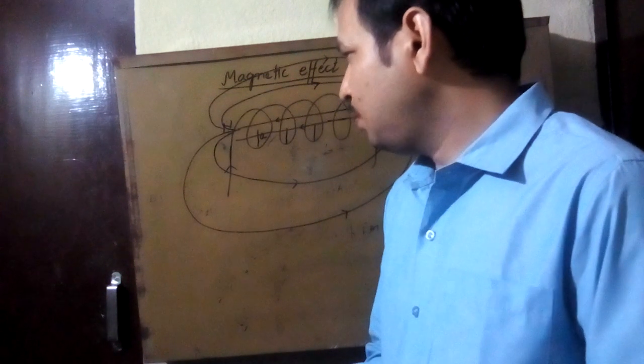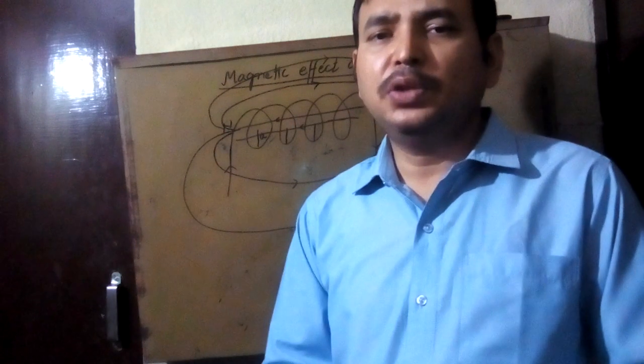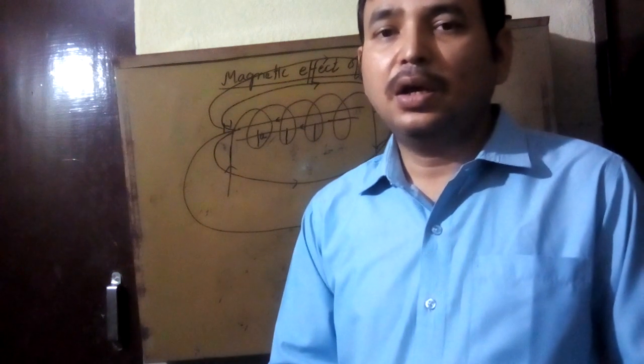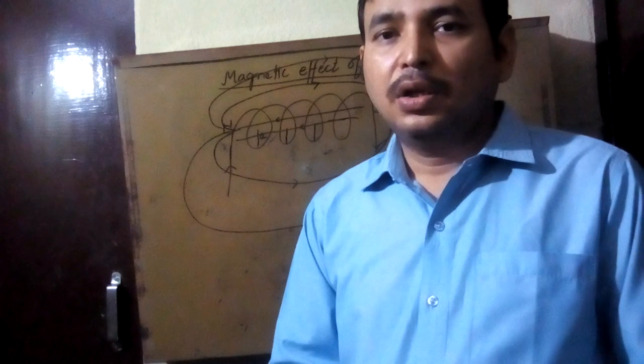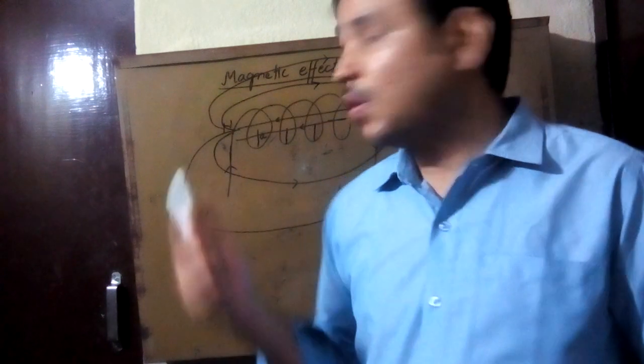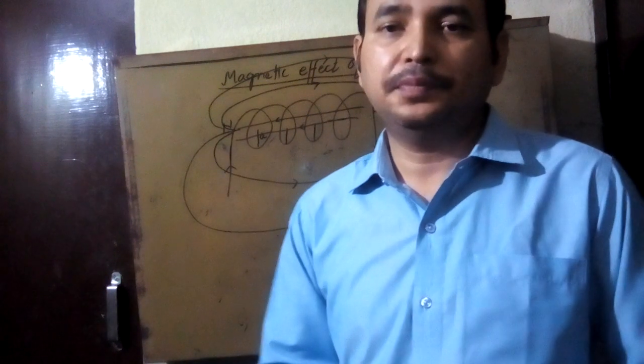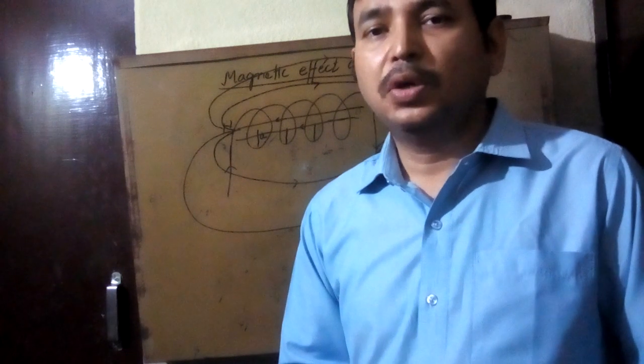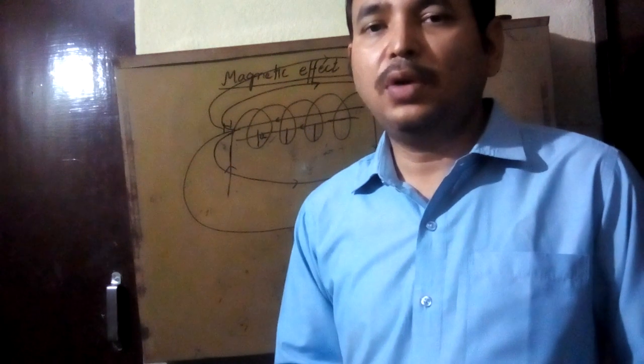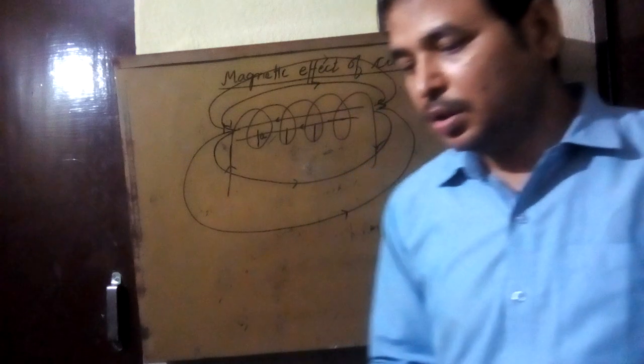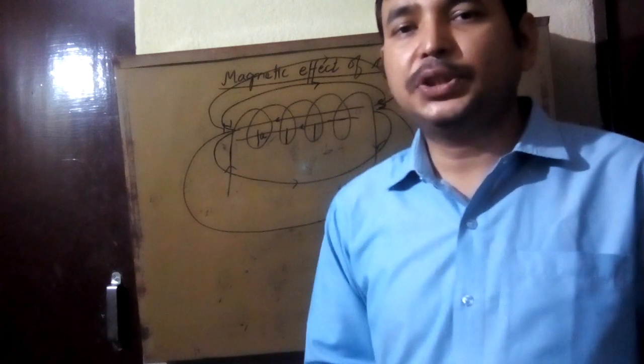The second thing you have to know is, when current is flowing through a solenoid, what is the way to know which will be the north pole and which will be the south pole? There is some rule which will tell you about the north pole and south pole. In your book it is given as the clock face rule.